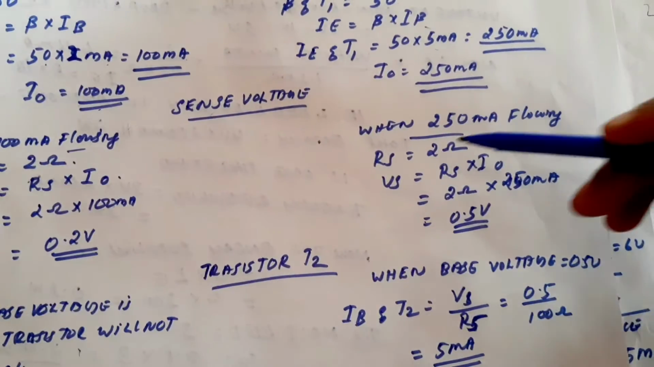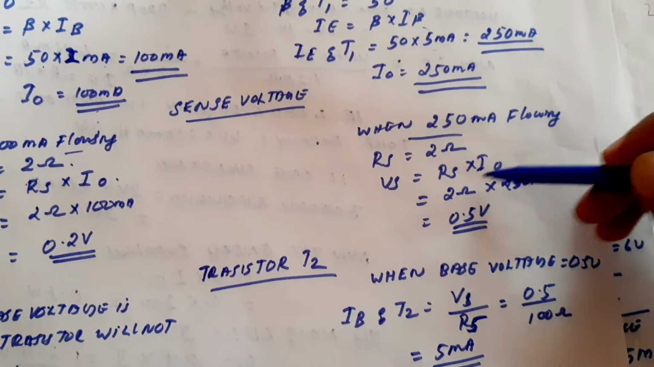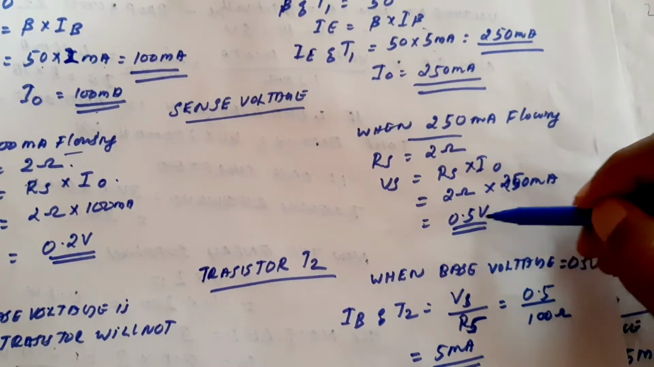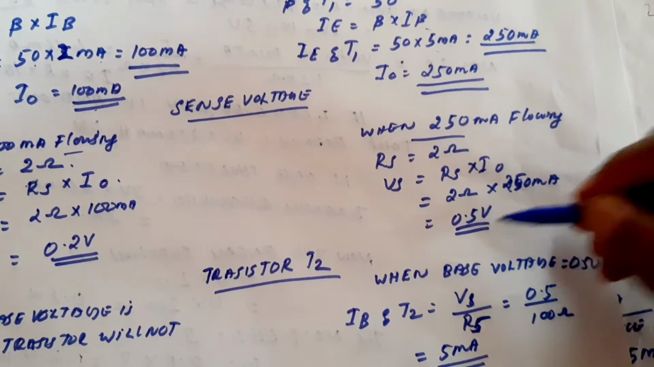But when 250 milliamperes is flowing, the sense resistor voltage becomes 2 ohm into 250 milliamperes, which is 0.5 volts. The voltage becomes 0.5 volts.